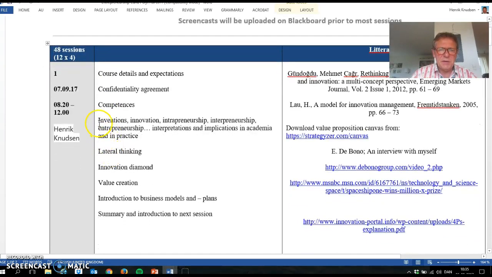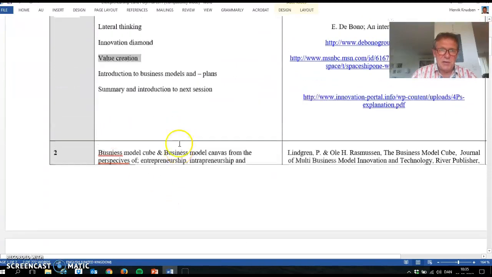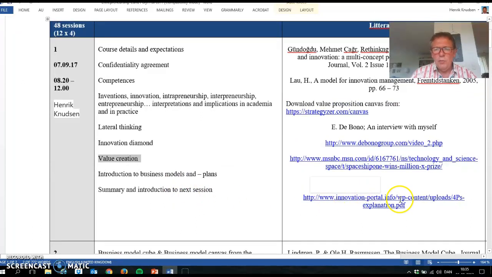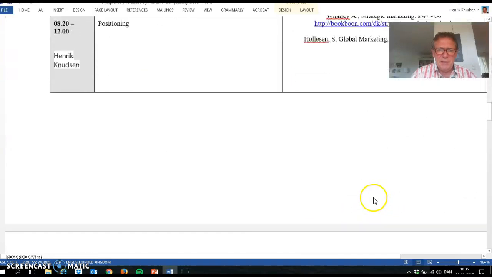This is especially focusing on competencies, and then we'll be looking at De Bono and some lateral thinking, creativity. In the screencast, we'll be presenting the innovation diamond. We'll be covering some of the aspects of value creation. The introduction to business models and business plans will not be addressed, as Sophocles will be addressing this next week. A very important part of tomorrow's work will be working with the innovation space, the 4 P's of the innovation space. I'll get back to that in a minute.